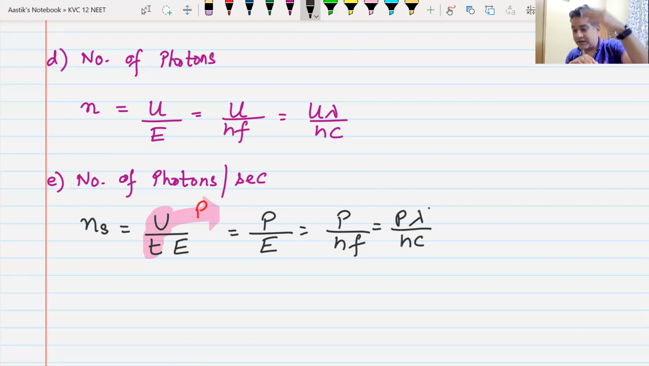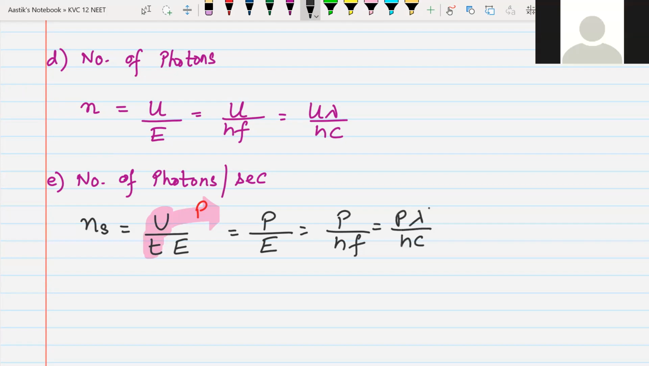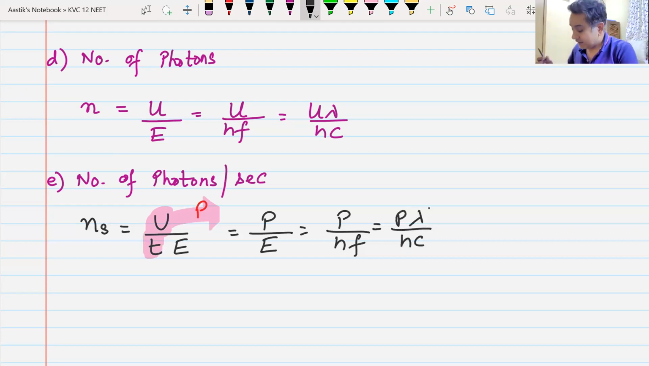The relation between N and Ns is simple. N is total number of photons. Ns is number of photons per second. Has everyone noted this down? Give you 1 minute. Yes, sir. Note it down. Okay. The next thing that they might ask is intensity of light.